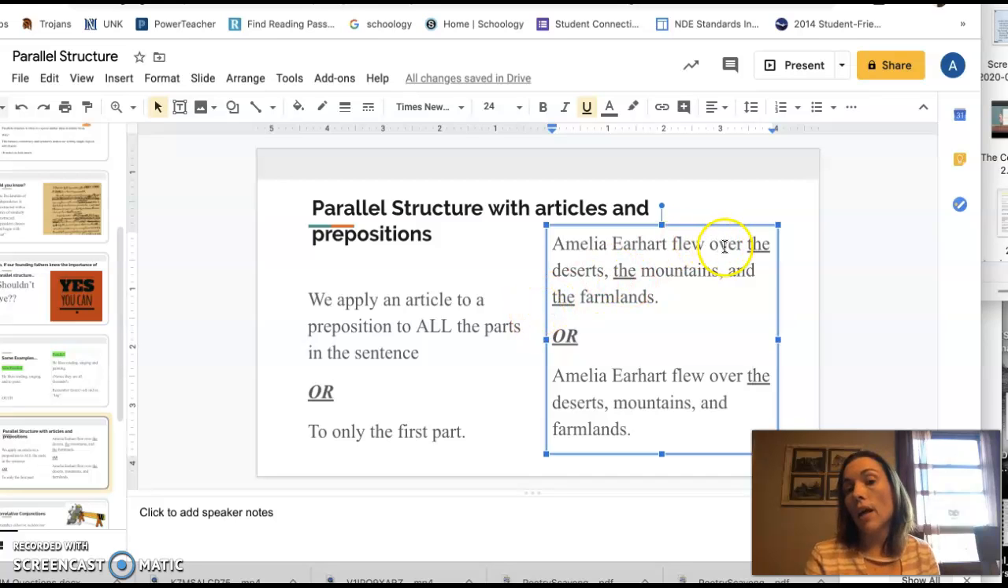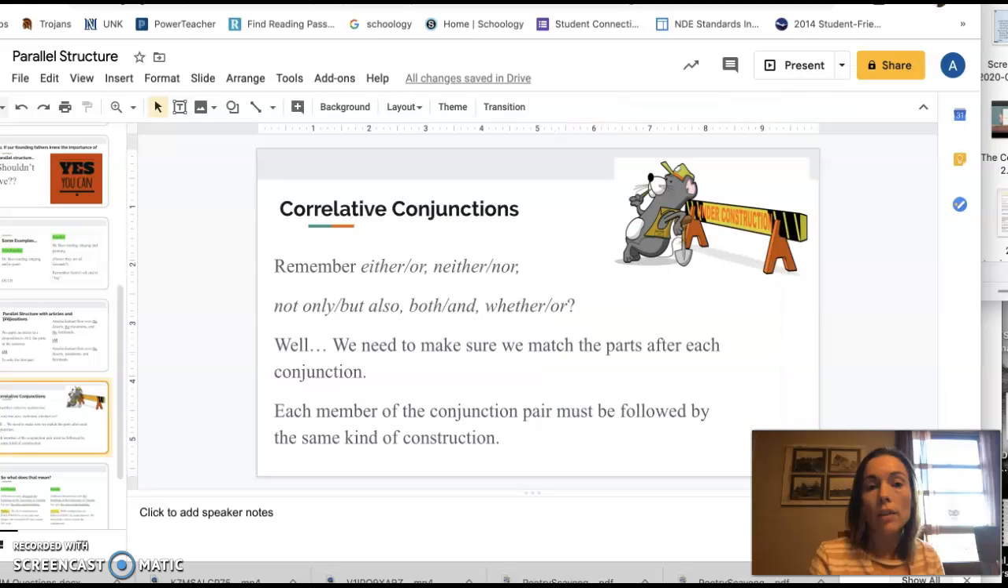Now, if I said the deserts, the mountains, and farmlands, that would not be parallel. Why? That's right, because I've kind of messed up my symmetry here. It's not balanced anymore. All right, so as we've looked at that, let's look at our correlative conjunctions.